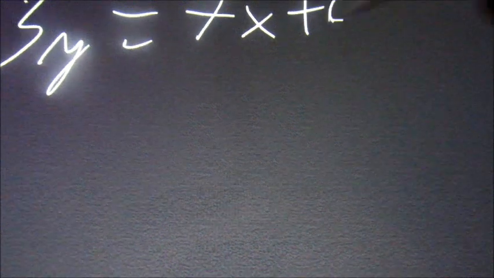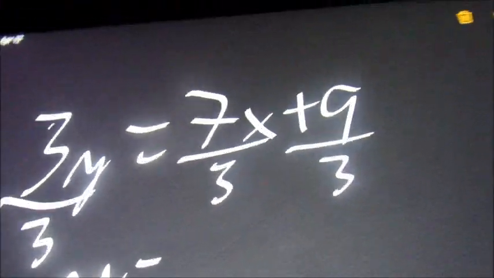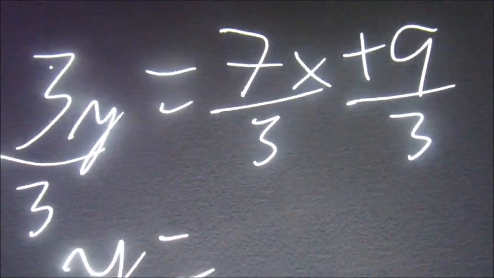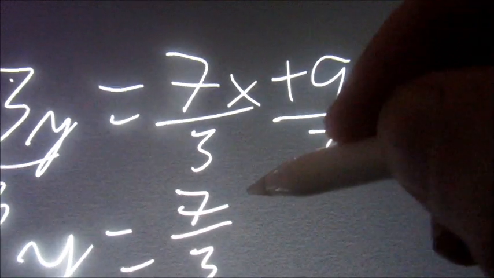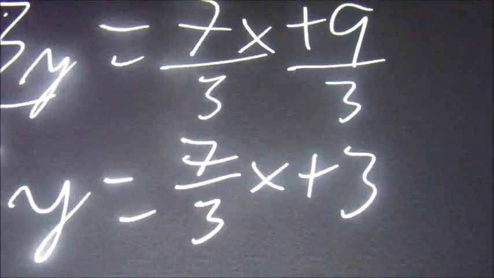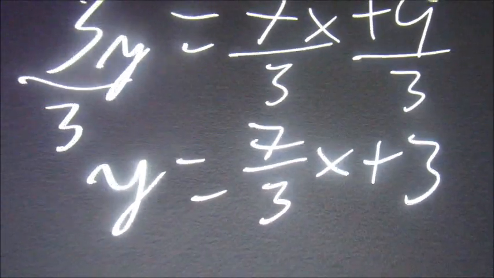So let me show you one that has a fraction. Say we have 3y equals 7x plus 9. Okay, so I'm going to divide everything by 3. And I'm going to have y equals. Now in this case, we don't want to just write 7x over 3 because it's kind of confusing. Keep the numbers separately. So 7 over 3 x plus 3. Do it like that. It makes it so that it's clear what the slope is.